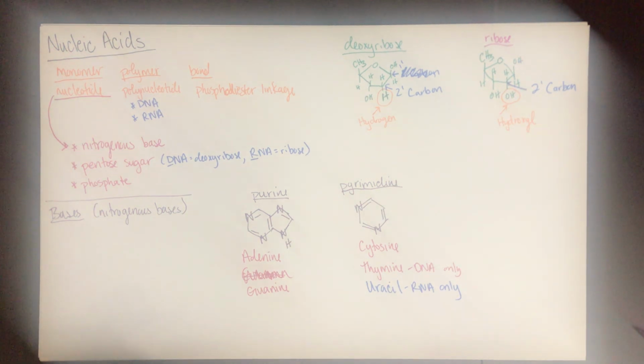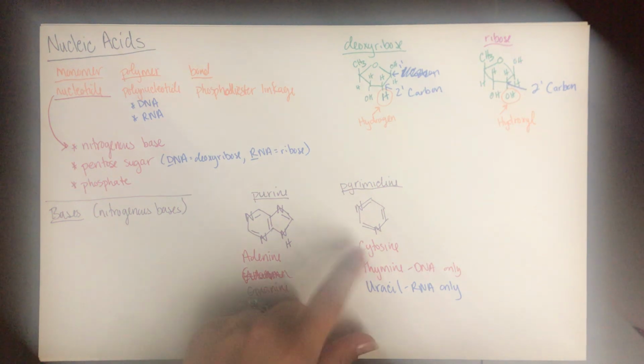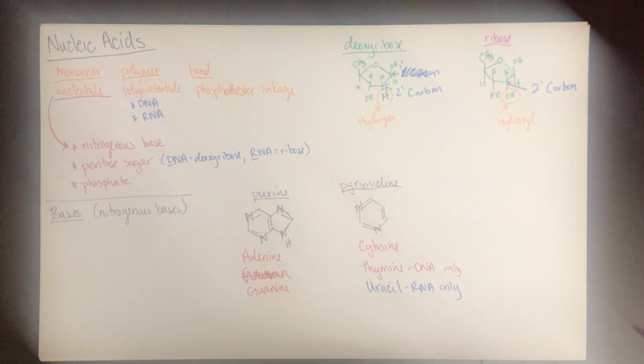Okay, so nucleosides are nitrogenous bases and the sugar. Nucleotides are nitrogenous bases, the sugar, and the phosphate. So all of these are pictured in your textbook. I'm not going to draw them all out. You do not need to be able to identify the difference between adenine and guanine or cytosine and thymine or uracil. You do need to be able to identify the difference between purines and pyrimidines.